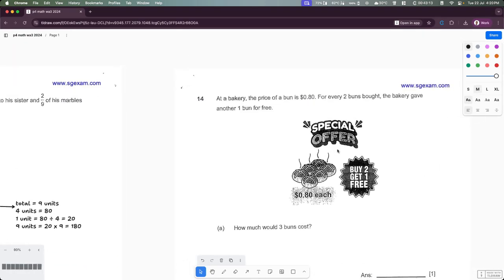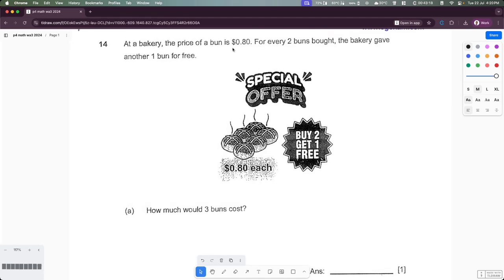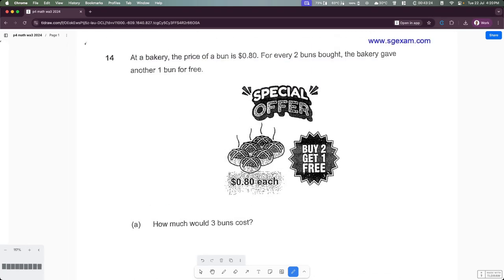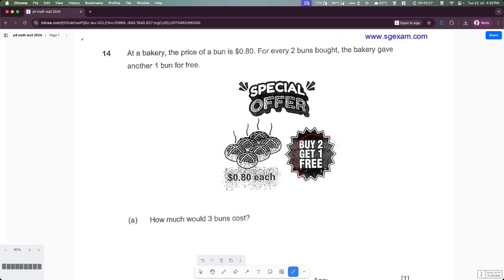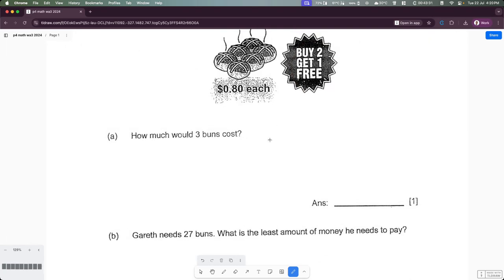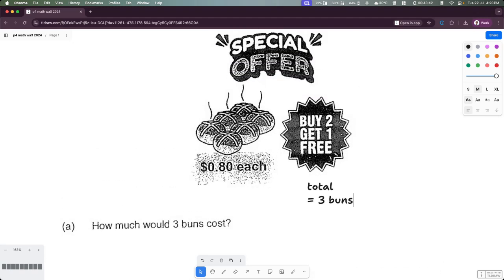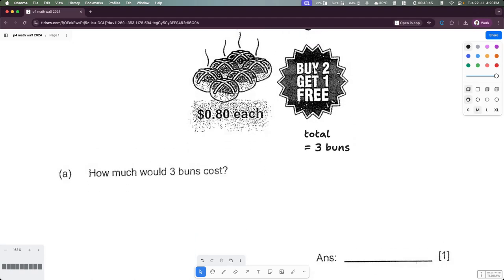All right, this should be the last question. Question 14. At a bakery, the price of a bun is 80 cents. For every 2 buns bought, the bakery gave another 1 bun for free. How much would 3 buns cost? So buy 2, get 1 free. That means if we buy 2, in total we get 3 buns if we use this special offer, but we only need to buy 2.